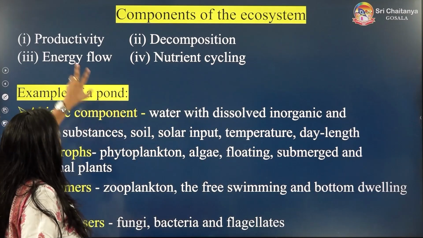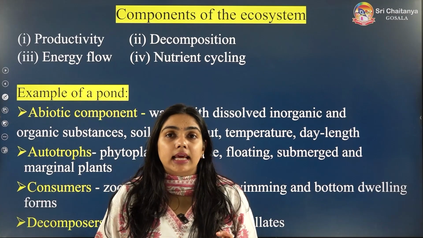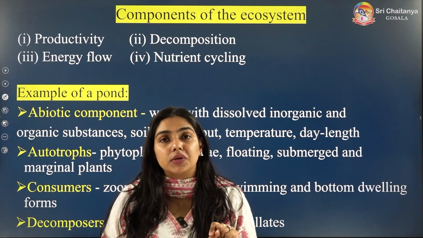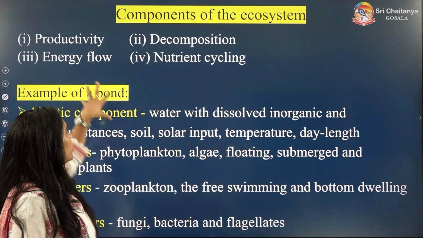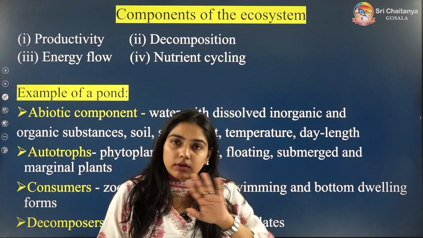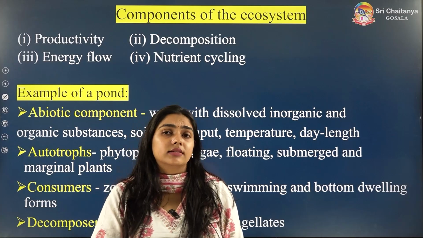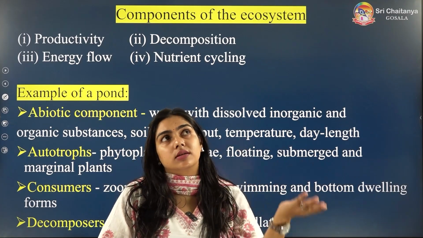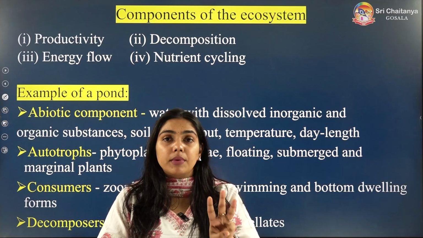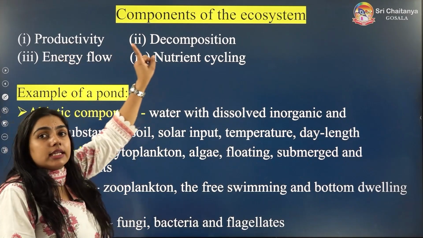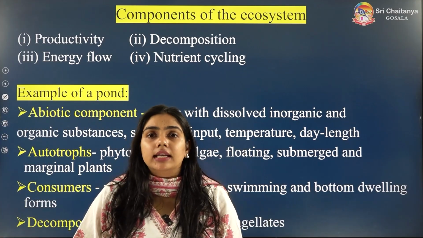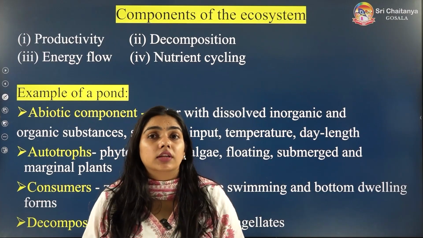Now we only have to understand some of the components in detail, because the others are removed from the NCERT. We mainly have to understand productivity and decomposition, and energy flow also. Nutrient cycling is not now in the NCERT, only two or three lines are given in the summary, and ecosystem services have also been removed. So let us understand in detail the three major components: first productivity, second decomposition, and third energy flow. Nutrient cycling I have briefed you, but we don't have to study it in detail for the NEET exam.